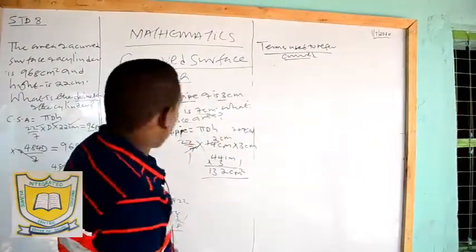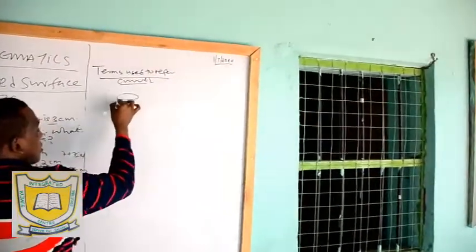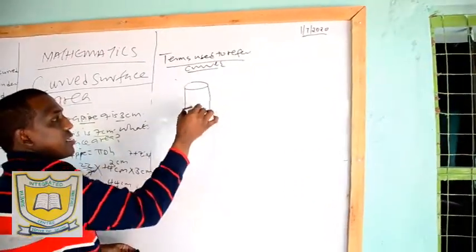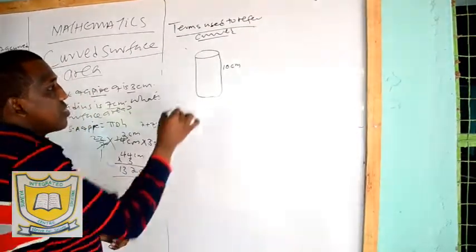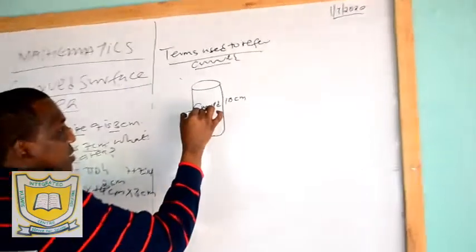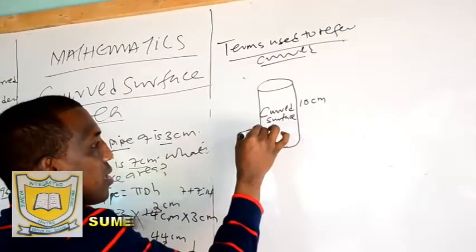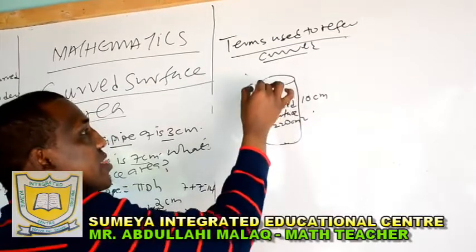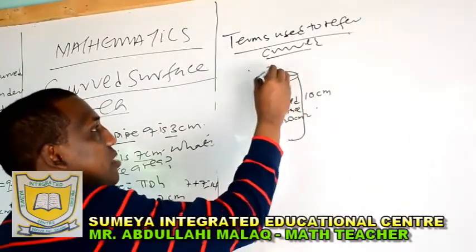Let us do another example like this. For example, let's say the height here is 10 centimeters. Then the curved surface area is equal to, let's say, 220 centimeters squared. Then the radius is 7, the diameter is 7 centimeters.